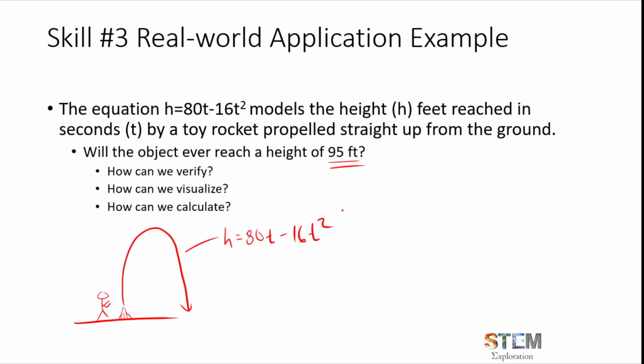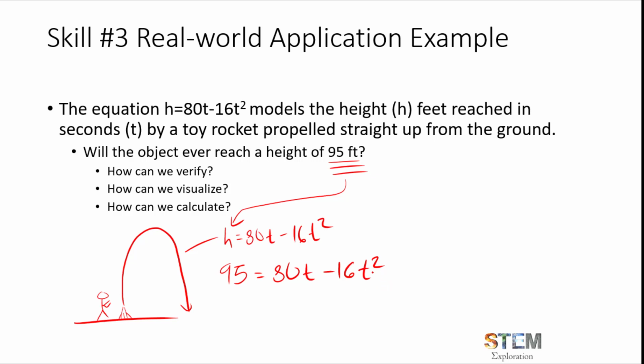Well, what you can do is use this piece of information right here. We can plug it into the quadratic that was given to us and create this new equation: 95 for the feet equals 80t minus 16t squared. And we can put this in standard form, and then use the techniques that we just learned.